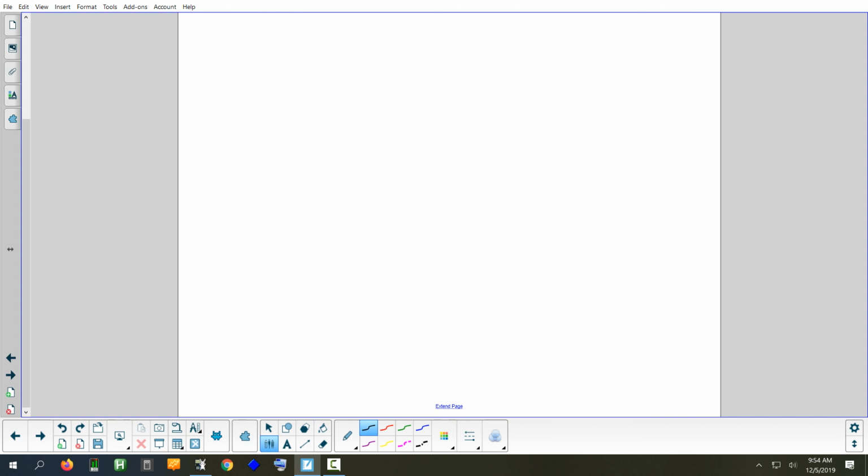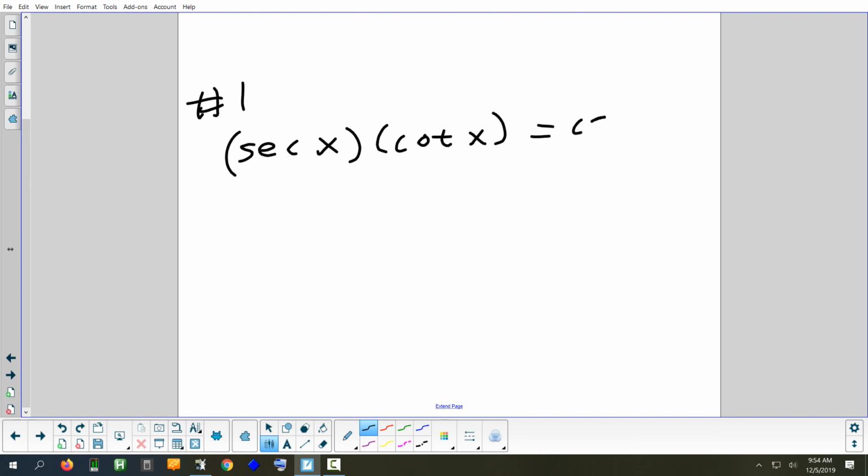Okay, so first problem on the homework. It says secant times cotangent equals cosecant. What I'm doing here is I'm telling you the answer. On the right-hand side, that's the answer. So when you're done simplifying the left, you should get what's on the right. Don't ever touch what's on the right, just leave it alone. Okay? This is how you do the left.